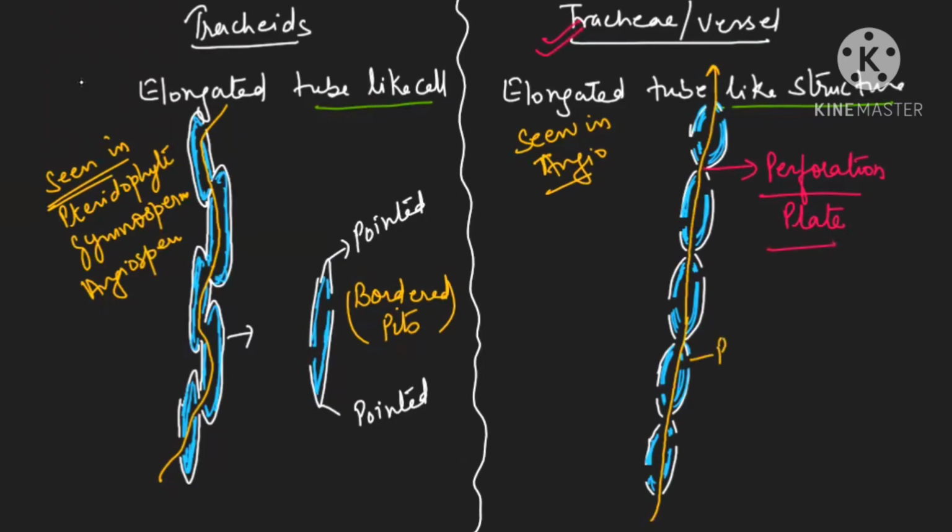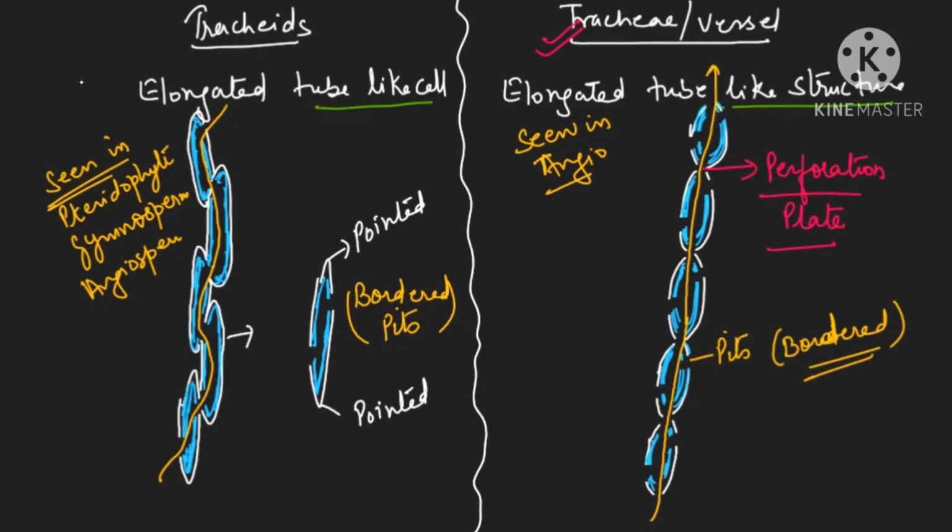They are having pits also. These are the pits also present. Bordered pits. Is it clear? So based on this question that was asked, about tracheary elements, I told you tracheary elements means tracheids and vessels.